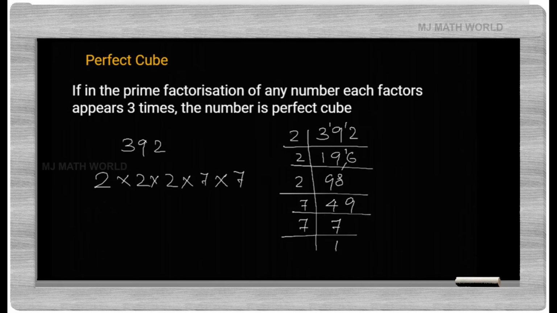Look at these numbers. 2 is repeated 3 times. This is the first group. This group contains 3 members. But 7 does not appear 3 times. So it is not a perfect cube. 392 is not a perfect cube.